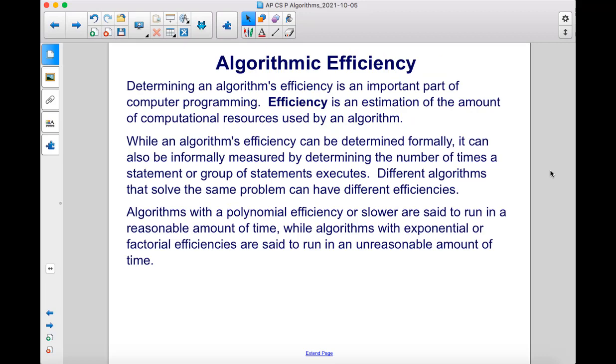Determining an algorithm's efficiency is an important part of computer programming. Efficiency is an estimation of the amount of computational resources used by an algorithm. While an algorithm's efficiency can be determined formally, it can also be informally measured by determining the number of times a statement or group of statements executes. Different algorithms that solve the same problem can have different efficiencies. Algorithms with a polynomial efficiency or slower are said to run in a reasonable amount of time, while algorithms with exponential or factorial efficiencies are said to run in an unreasonable amount of time.